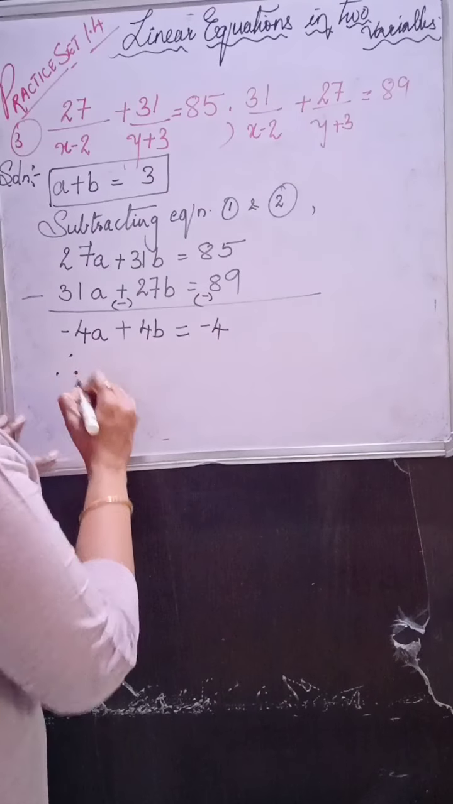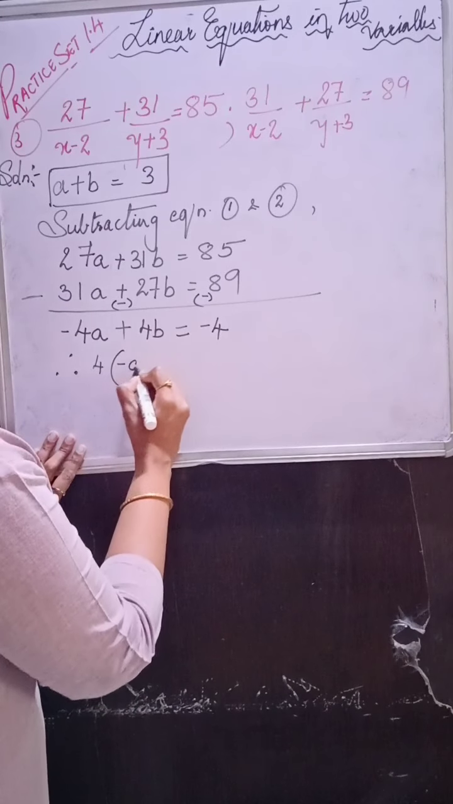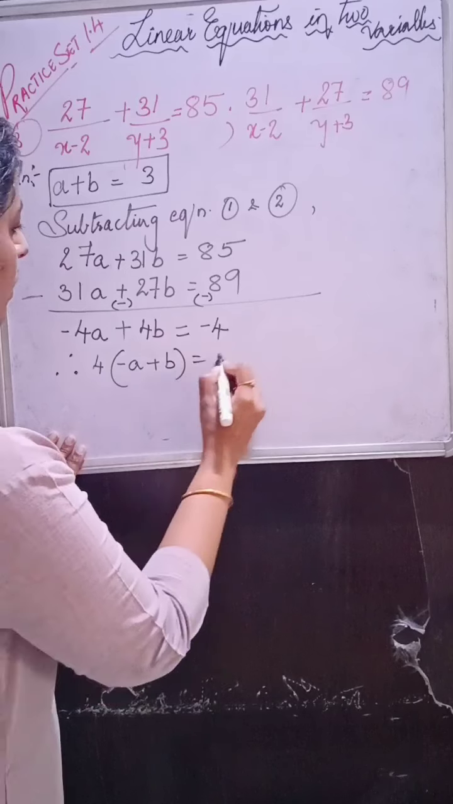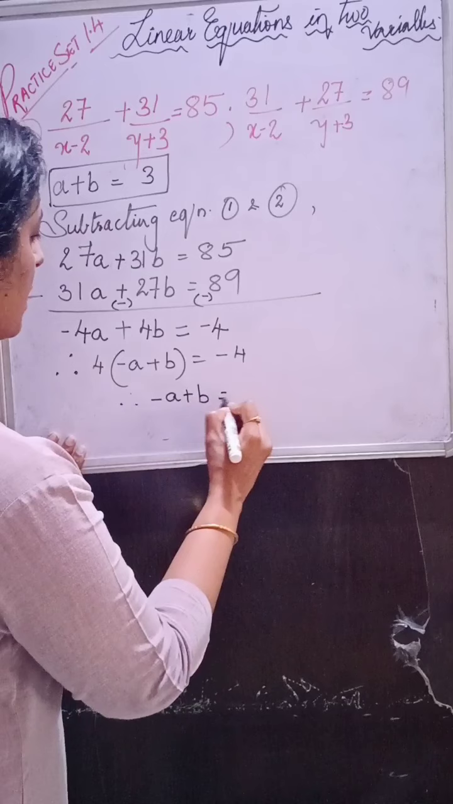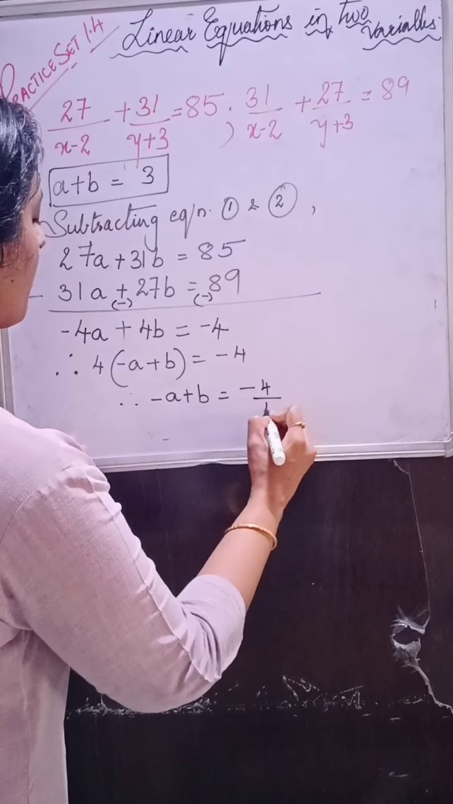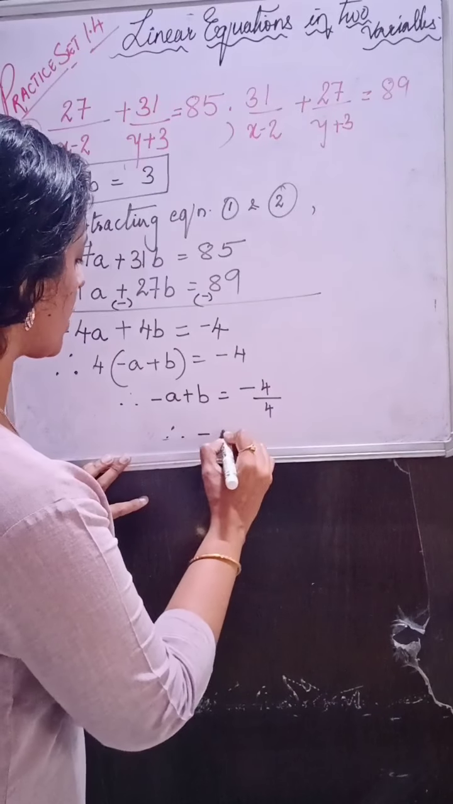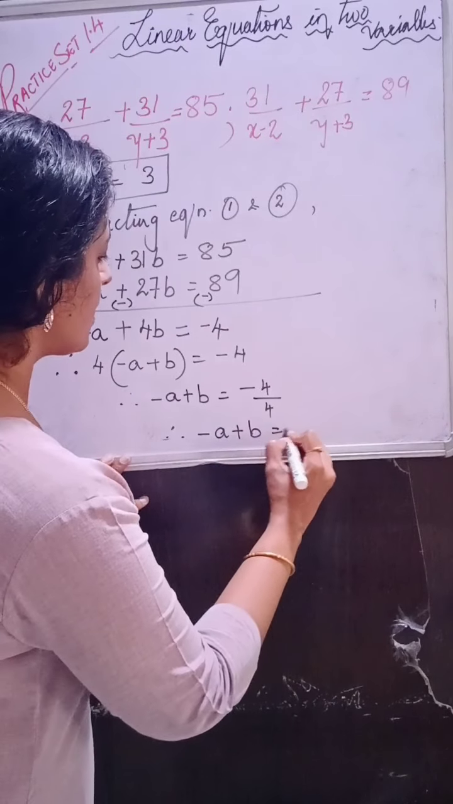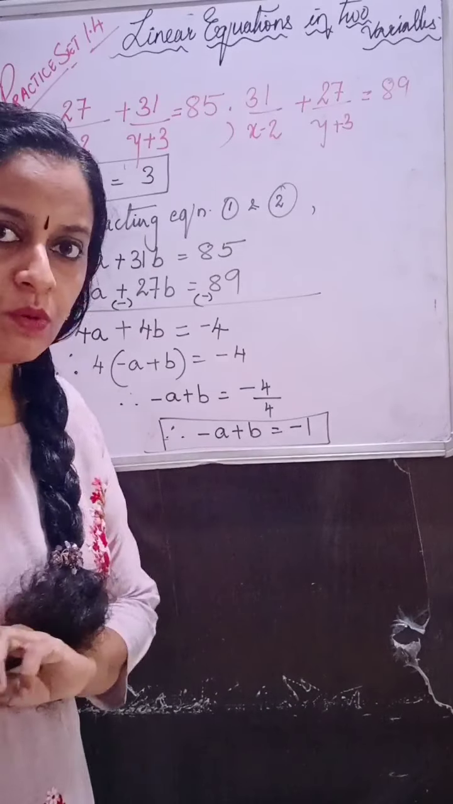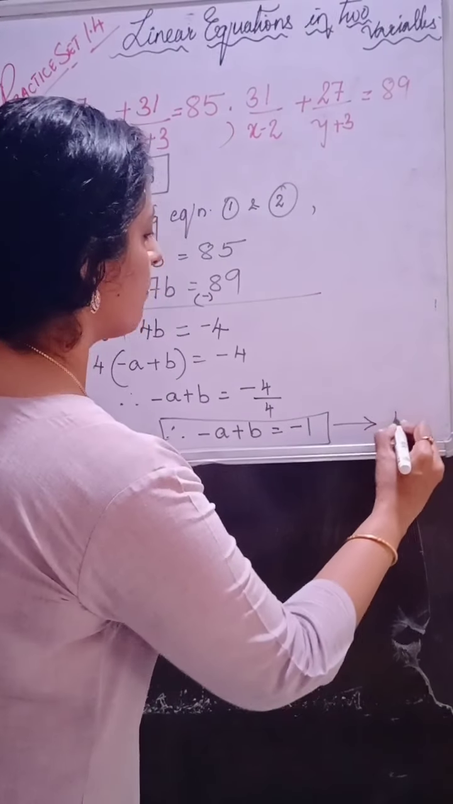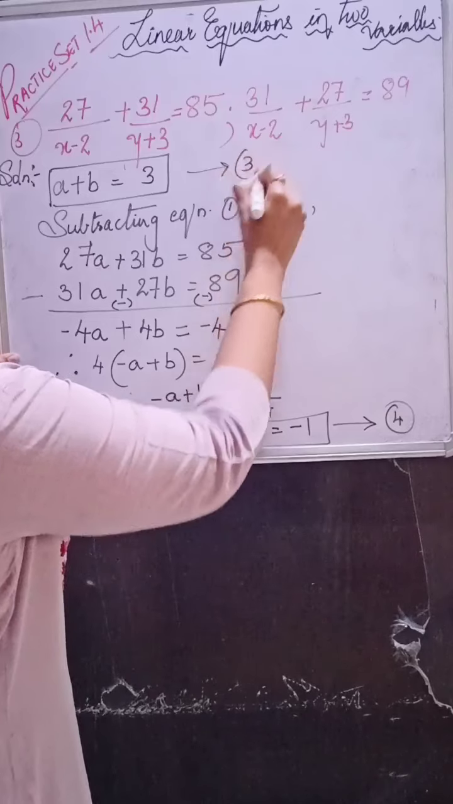Here we can take 4 common. So I'll take 4 common. What you get is minus a plus b equal to minus 4. Therefore, minus a plus b is equal to minus 4 upon 4. So finally, we have the equation as minus a plus b is equal to minus 1. This is equation number 4. Equation number 3 and equation number 4.